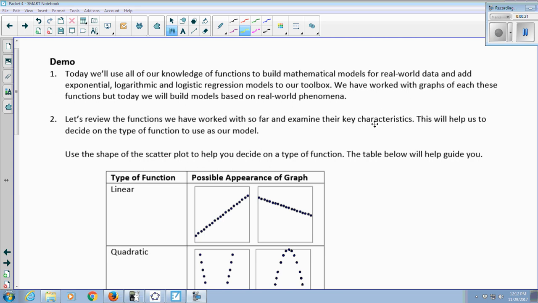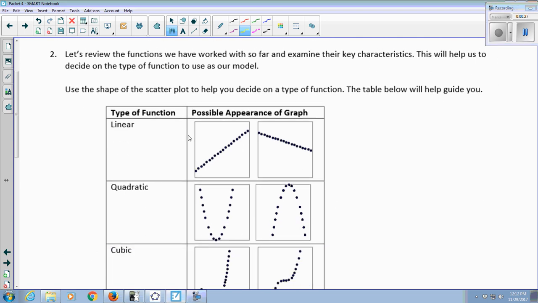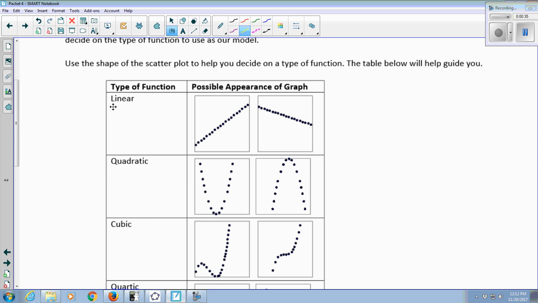So we've worked with graphs of each of these functions, but today we're going to build models based on real-world phenomena. So let's review the functions we've worked with so far, examine their key characteristics, and this will help us decide on the type of function to use as our model. So we use the shape of the scatter plot to help us choose a type of function.